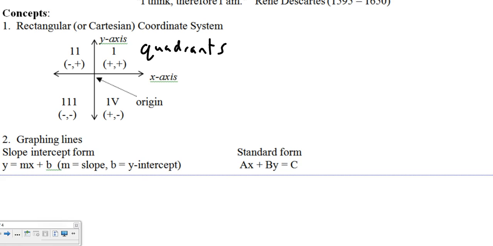Also, what's new here is this plus or minus, and that only refers to where the X is positive and the Y is positive would be in the first quadrant. In the third quadrant, your X is negative and the Y is negative, so that's why you have a negative sign.